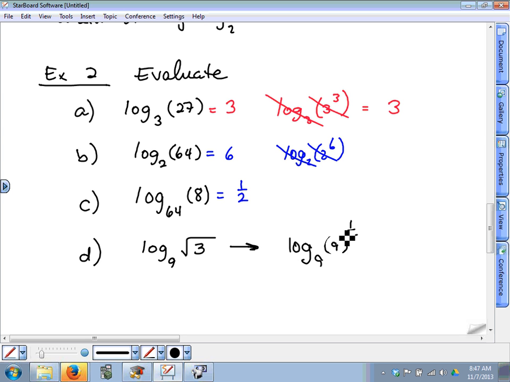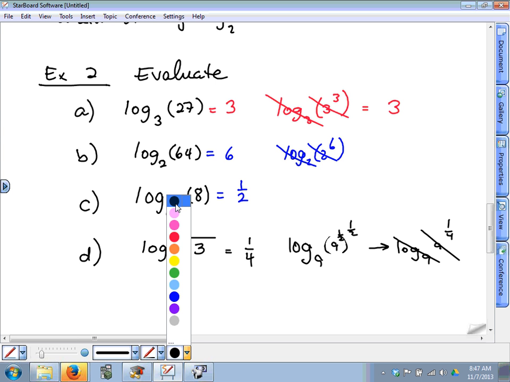For example, I could change 3 into 9 to the 1/2. Why can I make that change? Yeah, because 9 to the 1/2 is equal to 3. There are some changes you can make, some that you can't make. You can't make changes that are going to change the numerical value of your statement. Did I change the numerical value of my statement? No. Okay? Now that you have a power being raised to a power, you multiply those powers. So now you have log base 9 of 9 to the 1/4. Log base 9's cancel, so the answer is 1/4.